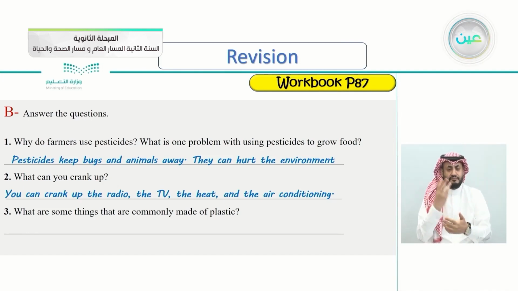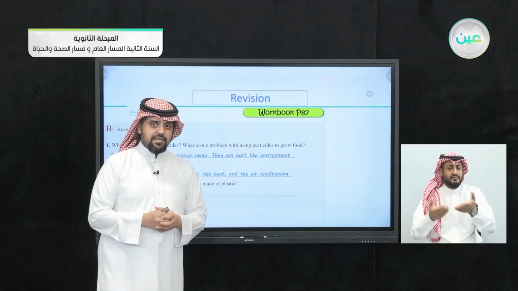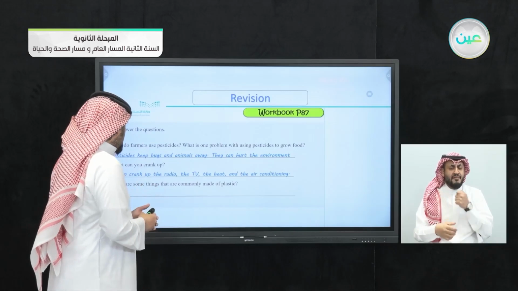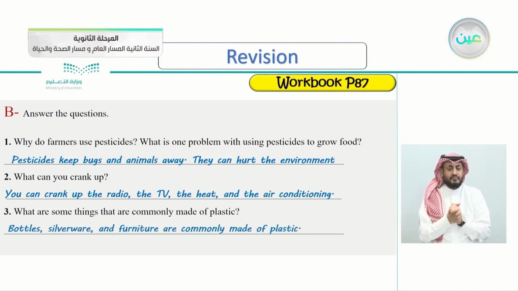Number 3, what are some things that are commonly made of plastic? So this is an easy question, I think. Name some things that are commonly known to be made of plastic. Can you name a few? Let's check the answer here together. Bottles, some silverware, some furniture are commonly made of plastic. Sometimes they are made of plastic.